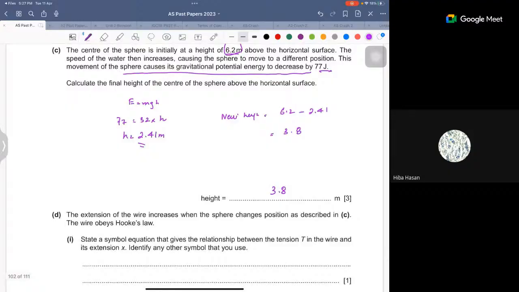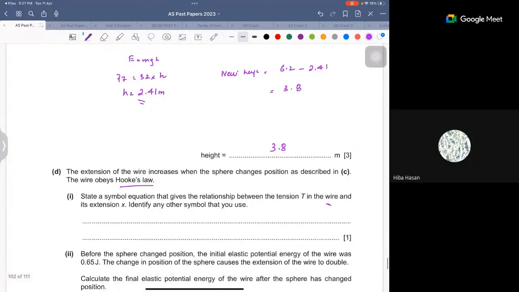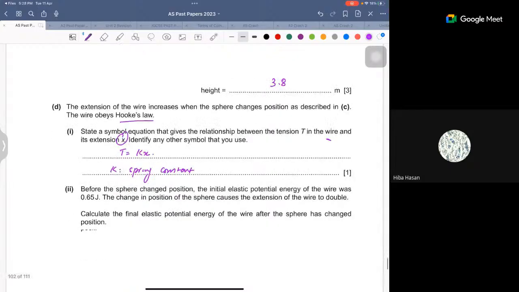Now it says the extension of the wire increases when the switch changes position. State a symbol equation that gives the relationship between tension and extension, since the wire obeys Hooke's law. Identify any other symbols you use. So you can use tension equals kx, because the wire was stretched, right? That's fine. And where k is the spring constant, because he has already given extension x, so we don't have to put that.